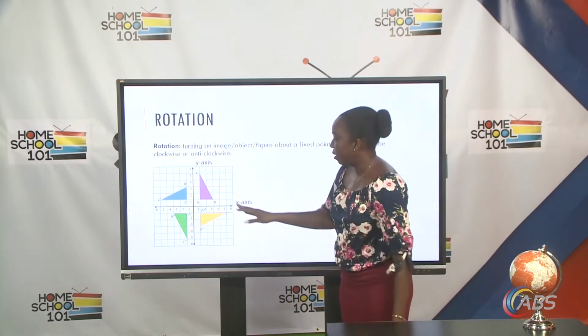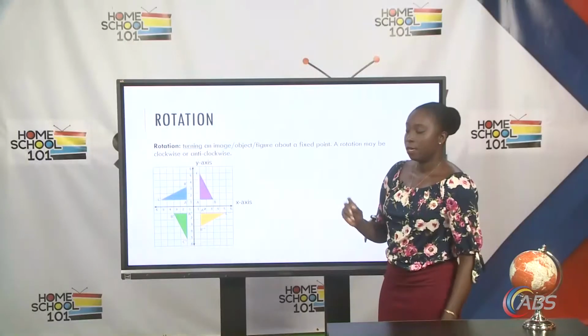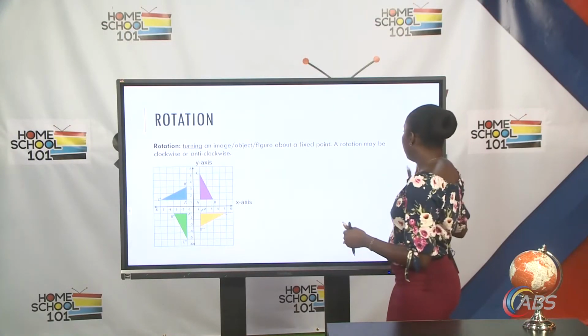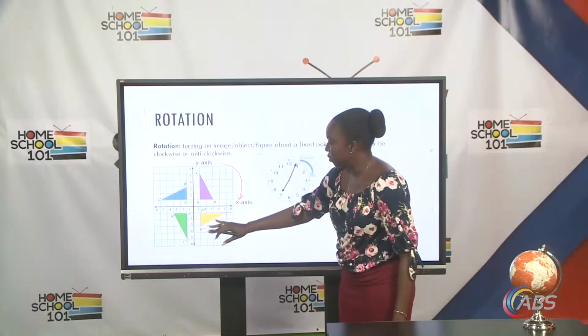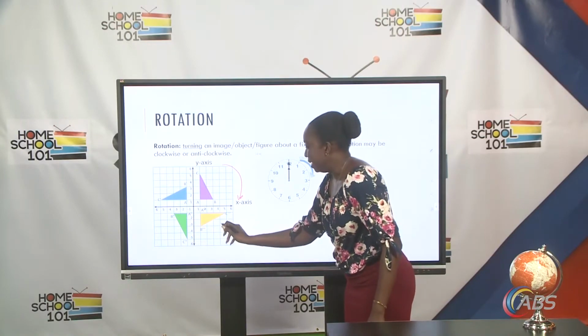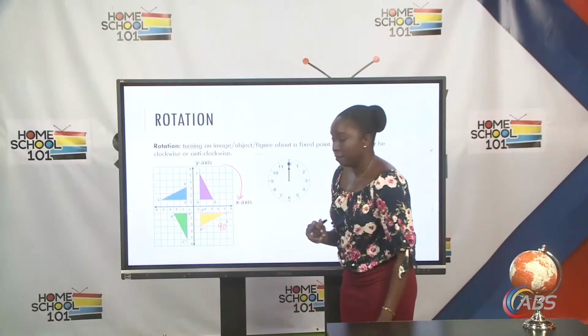So again, based on the name of the triangle, we know that the purple triangle is our object and that everything else is an image or a rotation of that original object, okay? So we know clockwise based on the movement of a clock, right? So when we say clockwise, we're talking about moving in this direction, going around the graph, okay? So it can be said that the yellow triangle is a 90-degree rotation clockwise of the original object.